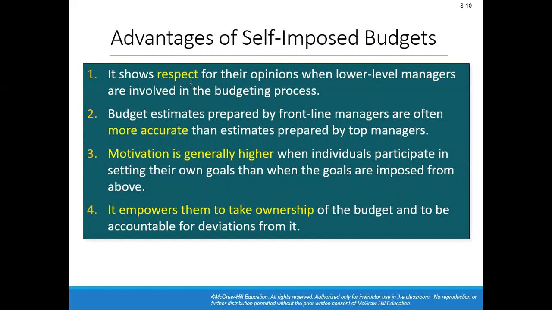So you are showing respect to the opinions of whom? The lower level managers who are involved, because they are involved in the budgeting process. You know that these people are directly engaged in the functional activities, and you're taking opinions from them. So your budget is likely to be more accurate, and they get more motivation because they are helping you to set the goal, and they are providing their inputs.